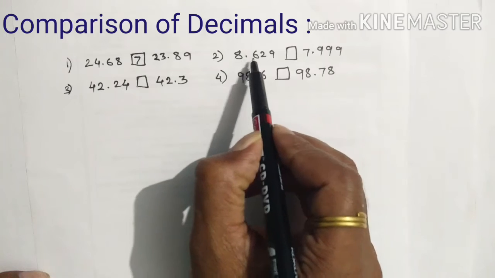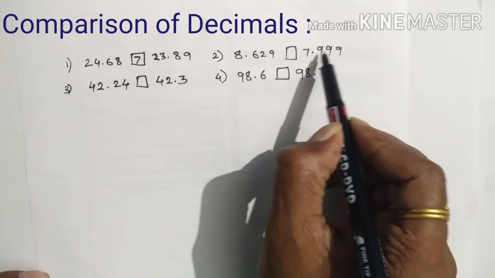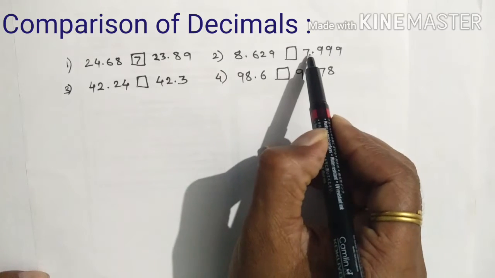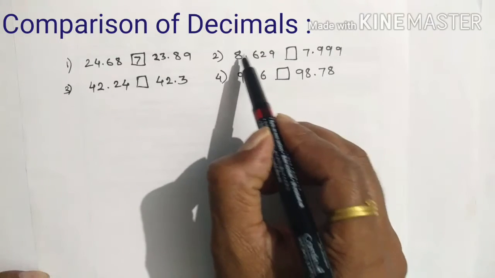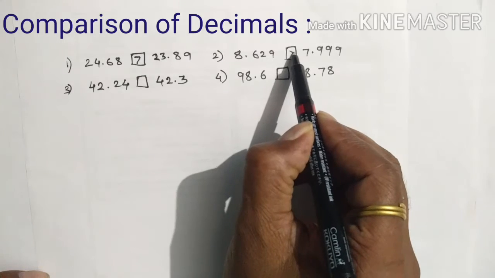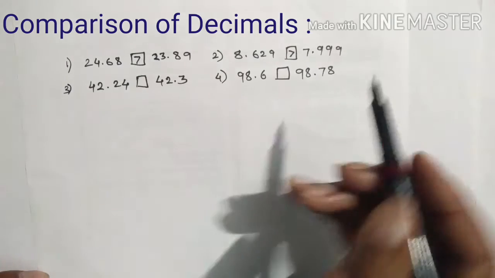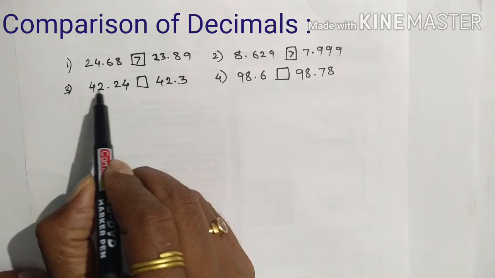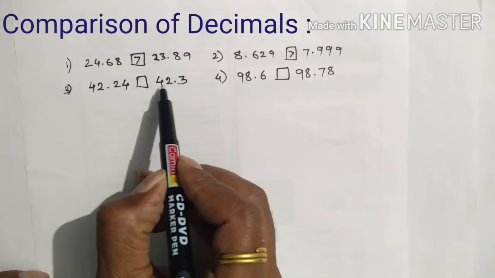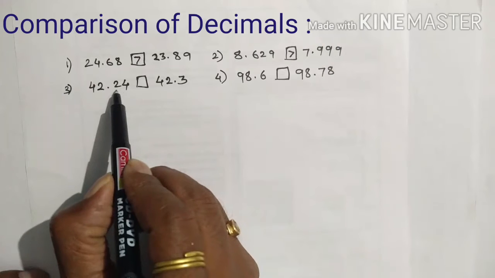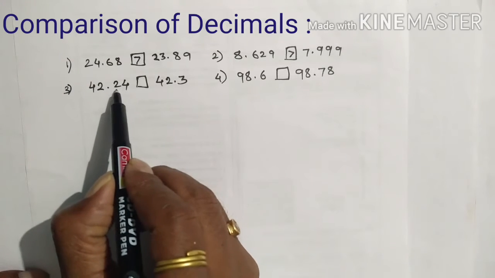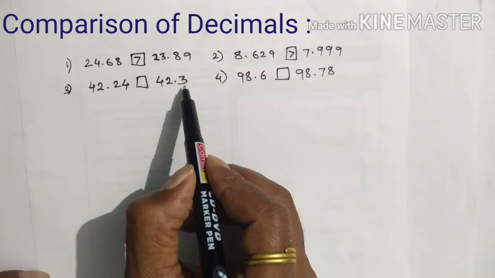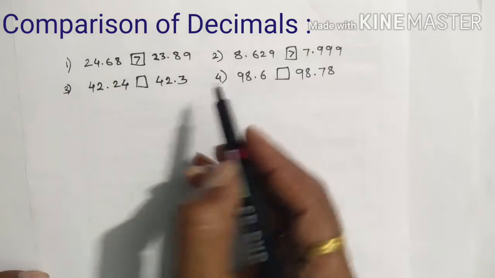We will place this sign. Second example, 8.629 and 7.999. Here 8 and 7 are the whole number parts. 8 is greater, so this one is greater. But what about these? Here 42 is the whole number and here also 42 is the whole number. The decimal places are different. Here there are two decimal places and here only one decimal place. So how do we compare that?